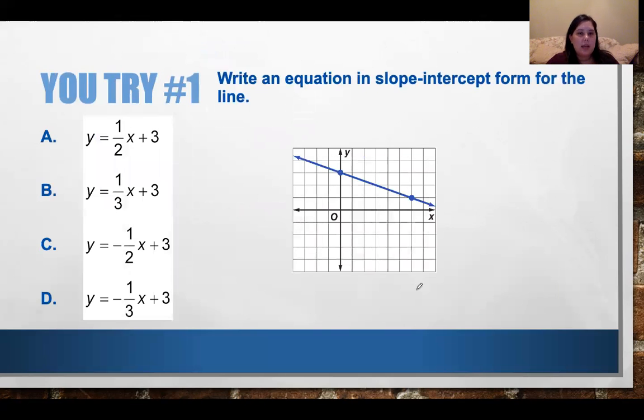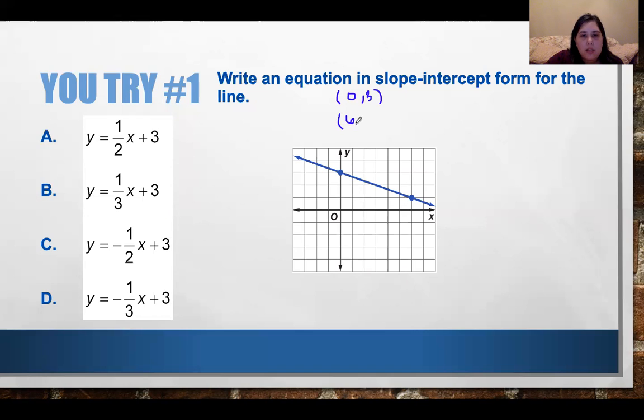Go ahead and try this problem out. Write an equation in slope-intercept form from the line given. All right, so we're going to take a look here. First off, we're going to find our coordinate points. So the first one I see is (0, 3). And the second one I see is (6, 1).